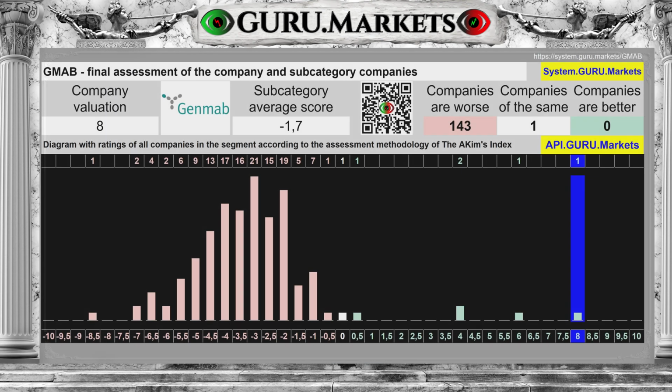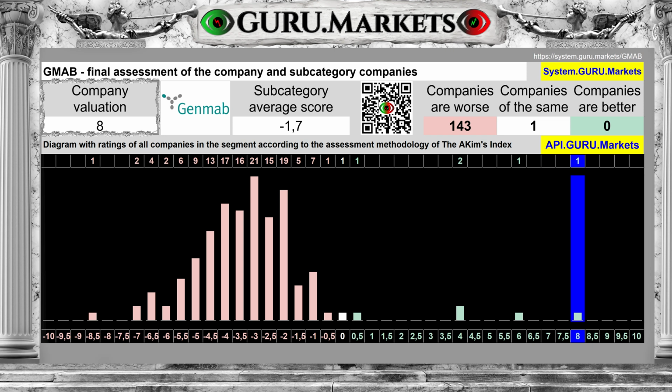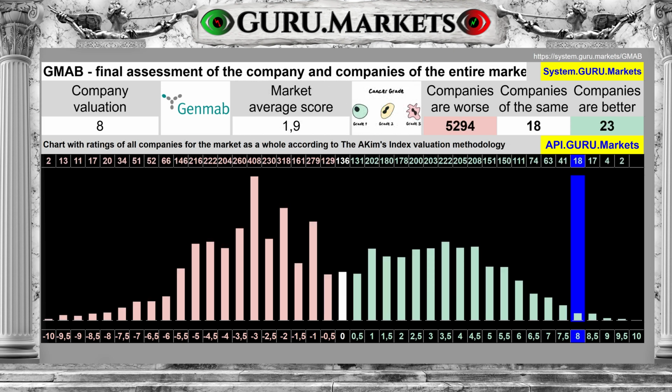The overall result for the company is 8 out of 10 points. The average result for the subcategory is minus 1.7 points. If you look broadly, within the market in general, we can note that the average result for the market as a whole is 1.9 points, against a score of 8 points for Genmab ADR.